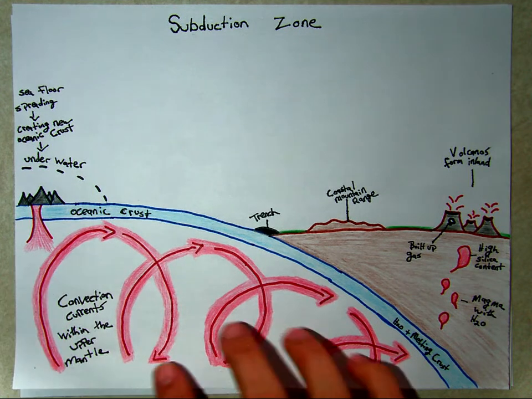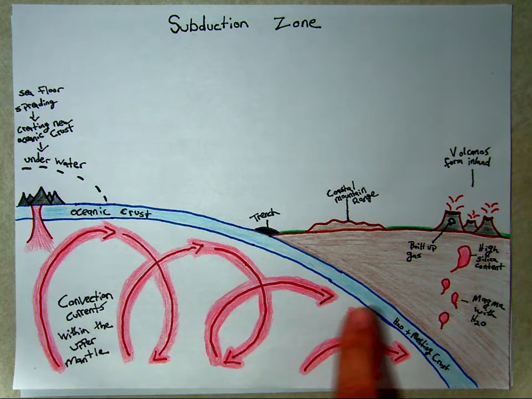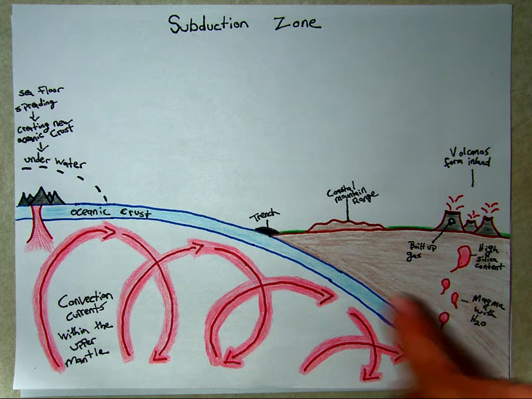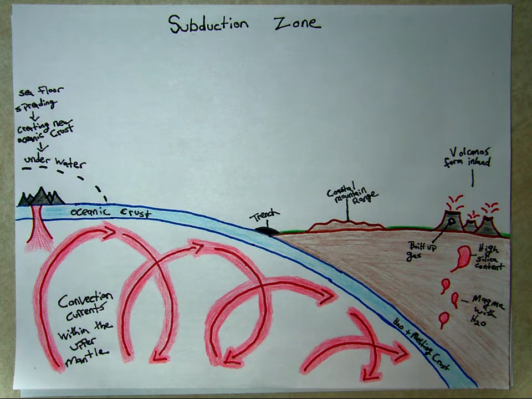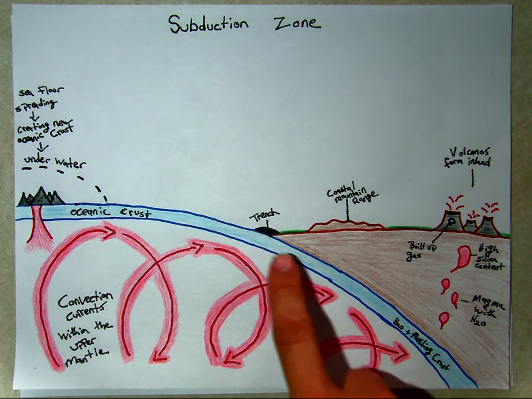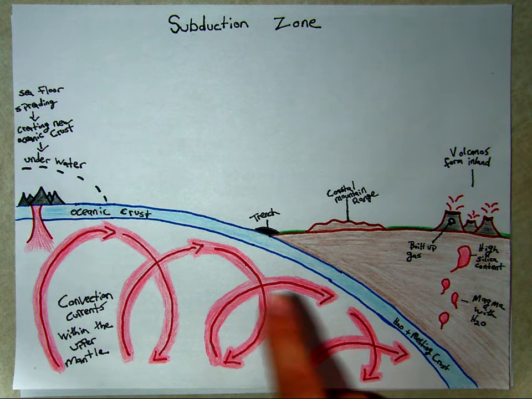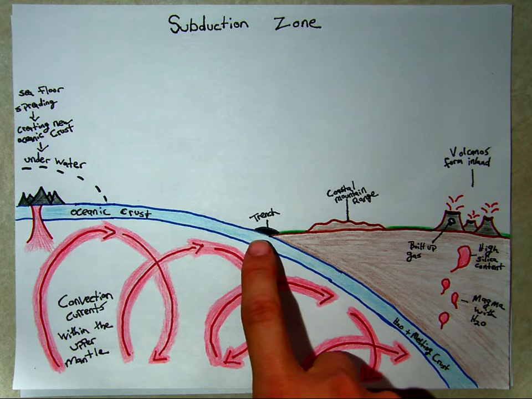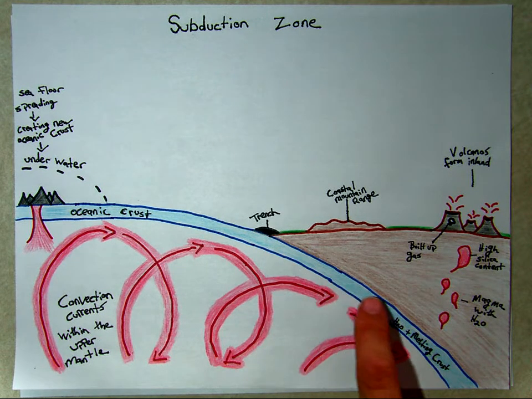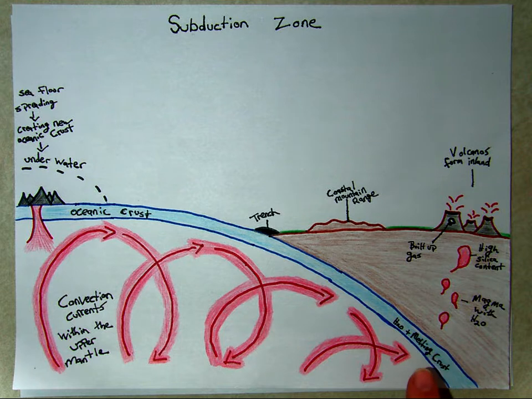Since oceanic crust is more dense, as it hits this continental plate, it is going to subduct. That's why it's called a subduction zone. Remember, sub means under, so it's going to go under. As it goes under, it's going to create an ocean trench. It's going to continue down into the heat of the core and the mantle. And as it does that, the water that is trapped within the oceanic crust will start to escape.